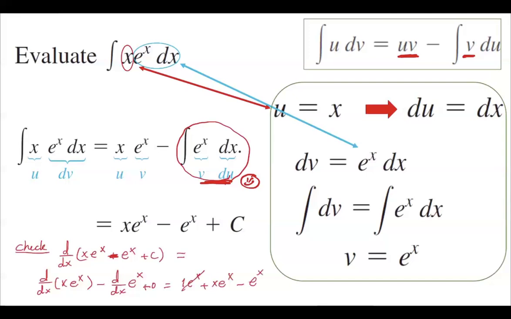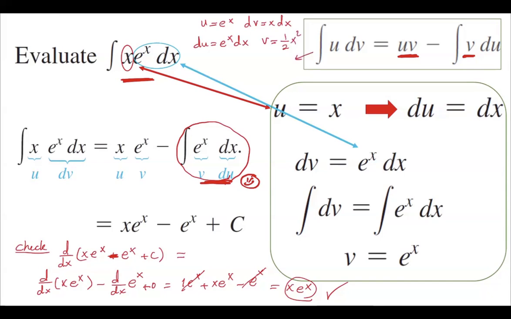So as you can see, these two get canceled out and you're left with x e to the x, which is the same as the quantity that you have inside your integral. So we checked our work. It means that our calculations are correct. But again, please pay attention. If you decide to take u to be e to the x and dv to be x dx, du becomes e to the x dx, and v is the integral of x dx, which is a half x squared.